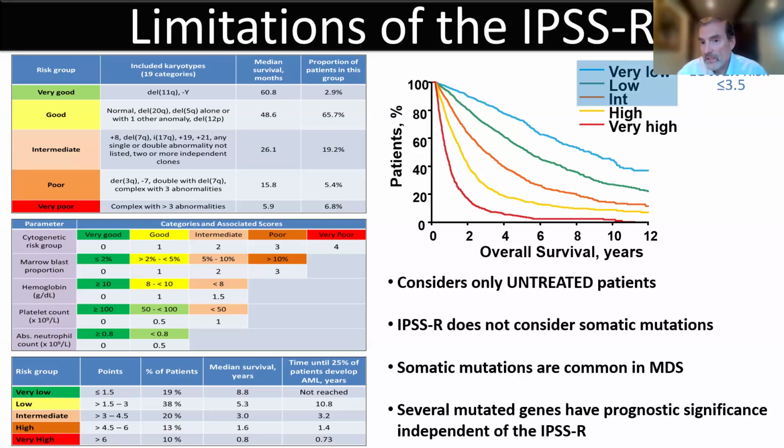Now, roughly speaking, we divided the IPSS-R into lower risk patients by splitting the intermediate risk group in half, and then having that higher part of the intermediate risk group, high and very high risk groups, fall into the higher risk category. But there was some ambiguity about what to do with those intermediate risk patients. And I think that's where mutations really help the most. If you have a person who's straddling that lower risk, higher risk line, knowing what mutations they have can help you understand clearly which side of that line they're on.